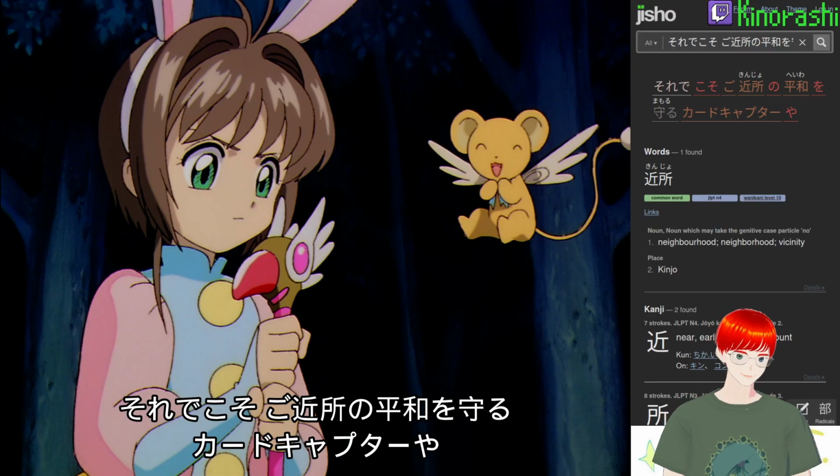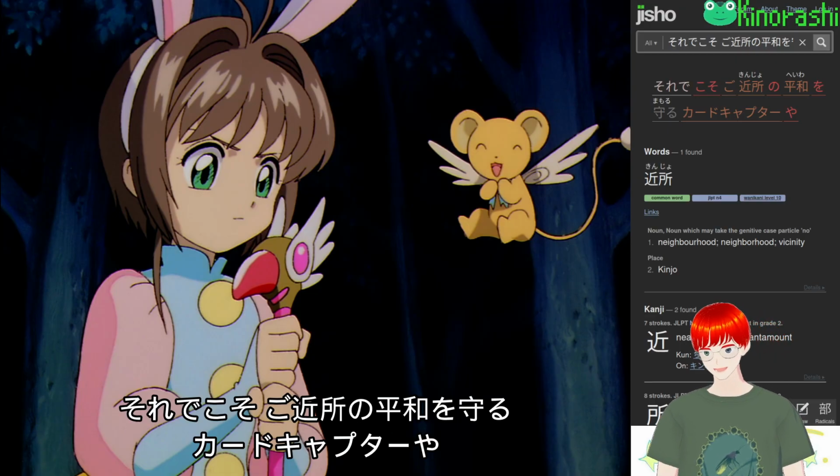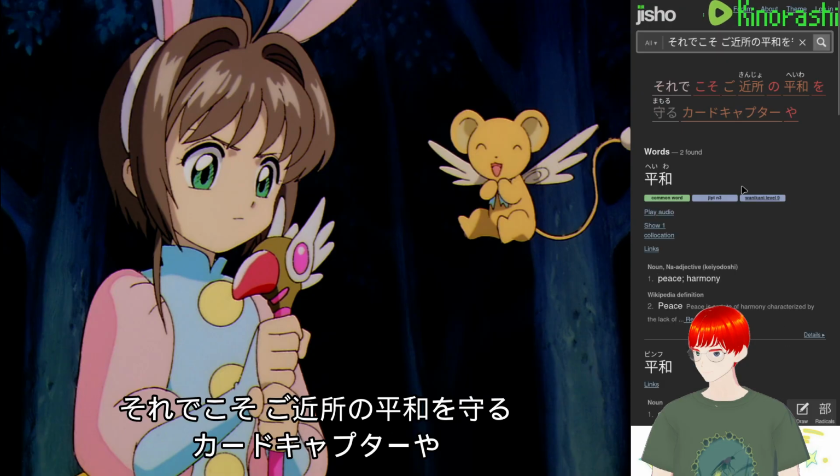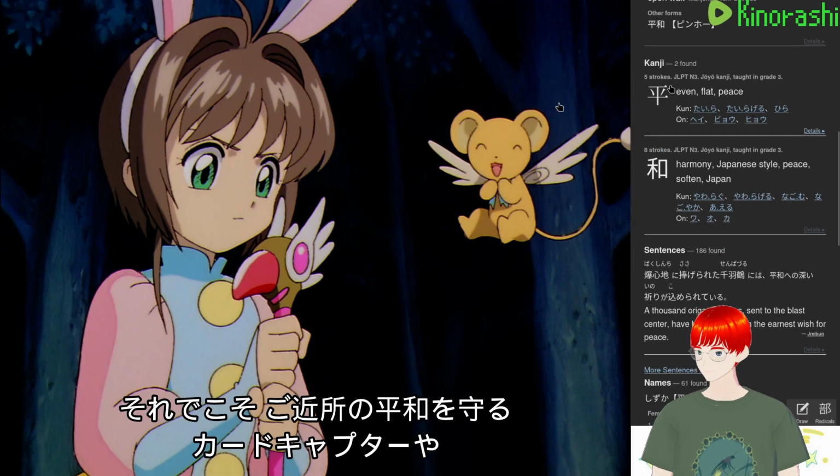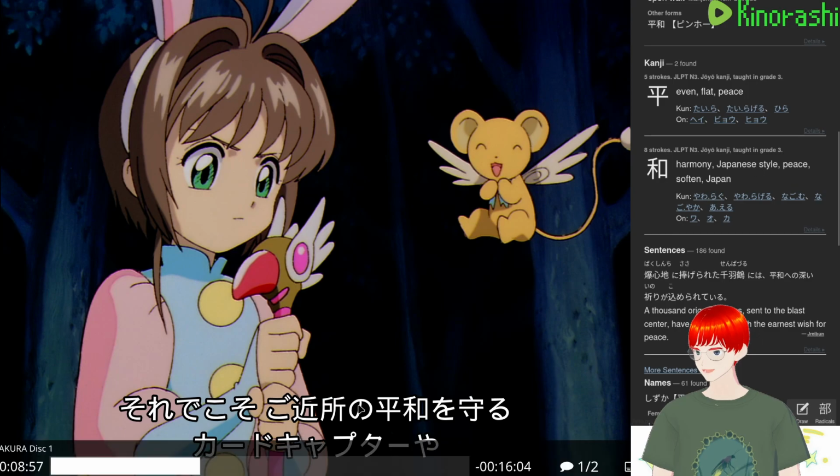Oh, それでこそ、それで, okay, 近所 and then 平和, peace, harmony, Japanese style peace, soften, okay.